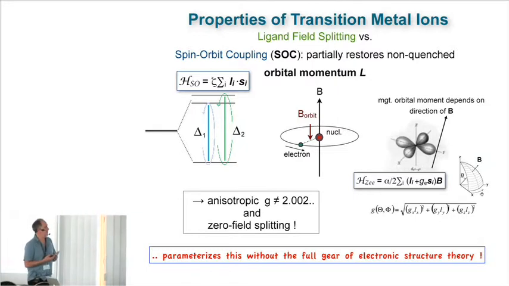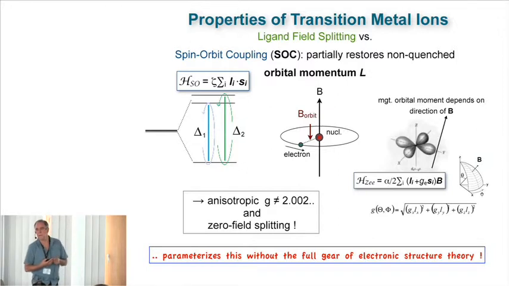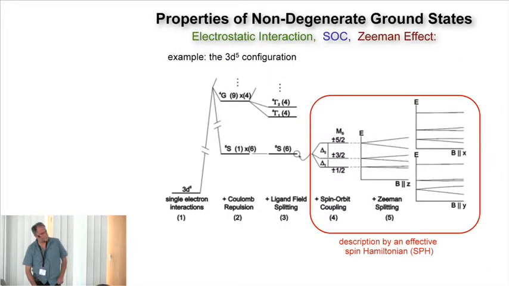We want to parameterize in a convenient way and in a sufficiently accurate and correct way without using the full gear or full theory. We don't need to know the full range of excited states. We have to describe the ground state properties. And that is the job of this Spin Hamiltonian Formalism.